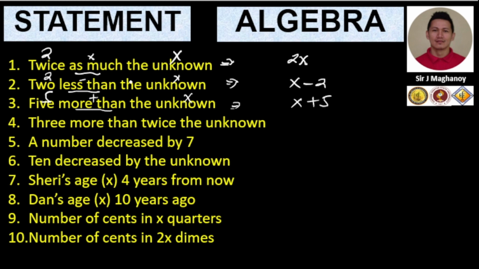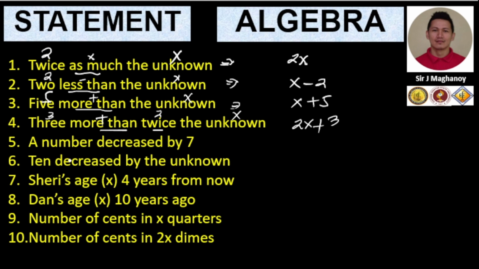The fourth statement, 3 more than twice the unknown. We have the unknown x. Twice the unknown, same as the first one, we can write as 2x. Then 3 more than that. More than means sum or plus. So 3 more than twice the unknown, that is plus 3. Yes, that's correct. So our algebraic form here is 2x plus 3.